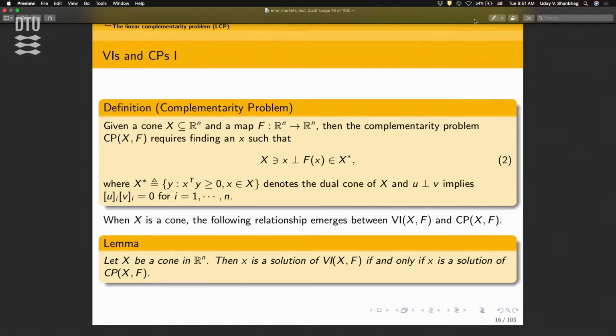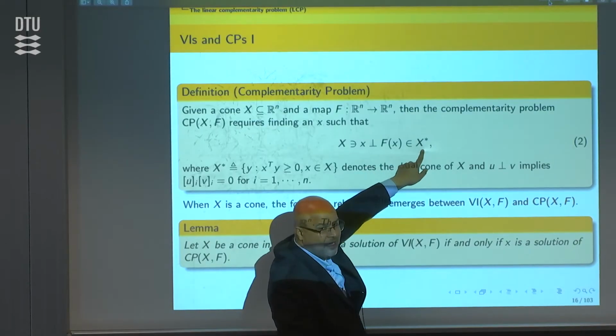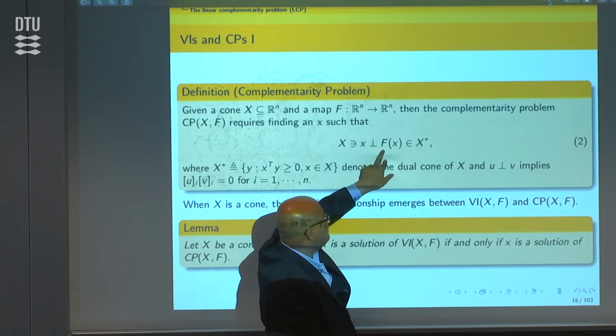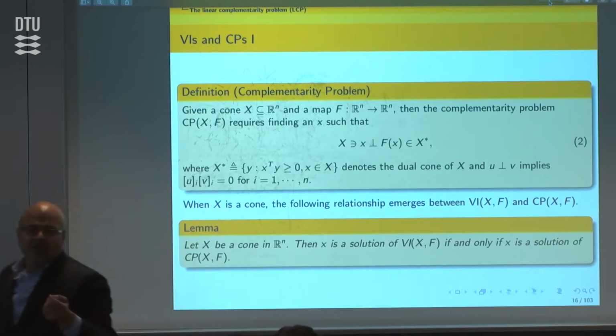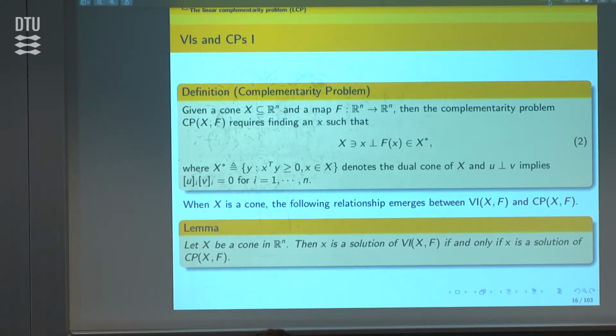So let me define a complementarity problem because we've talked about it loosely yesterday. So given a cone X and a map F, the complementarity problem CP(X, F) requires an x such that x lies in X, F(x) lies in X star, which is the dual cone, and x and F(x) are perpendicular, which means component wise their product should be 0. Okay?